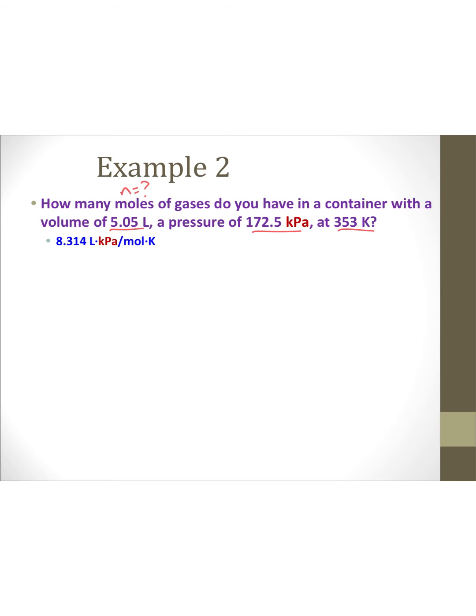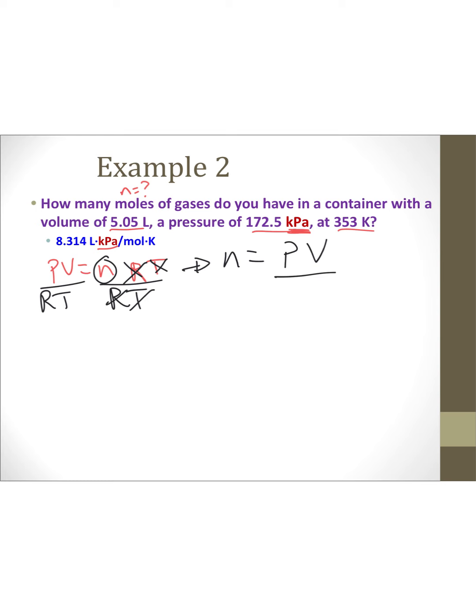Now, why do I pick this R value? Is because the pressure is in kPa. Okay, so once again, PV equal nRT. And what are we looking for? We're looking for n. So that means I gotta get rid of RT by dividing it, since it's the opposite of multiplication. And whatever you do on one side, you do onto the other side. So we know that n is equal to PV over RT.